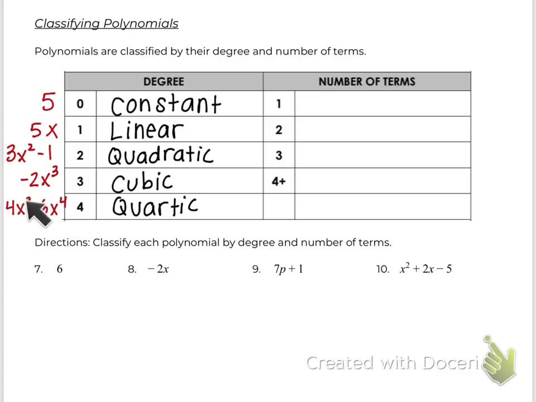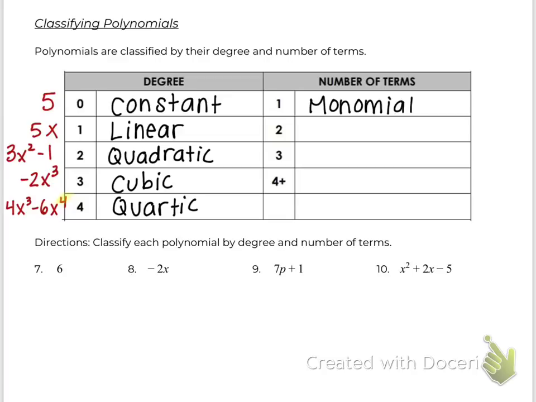Notice that the 3 comes first, but 4 is the greatest, so this is not written in standard form. We'd have to swap these, right? So when the highest degree is 4, it's called a quartic. Those are just some examples. There's an infinite amount of examples of these. Number of terms talks about how many terms are in these. So this is 2 terms, this is 1 term, this is 2 terms. Each term is separated by a positive or negative.